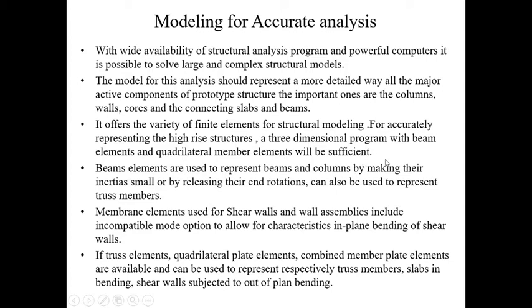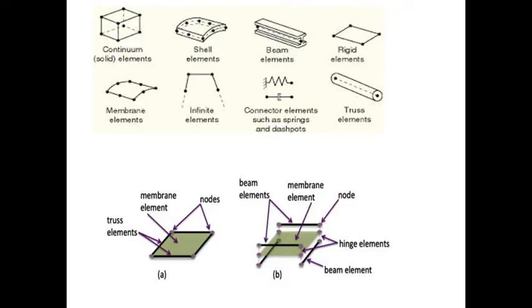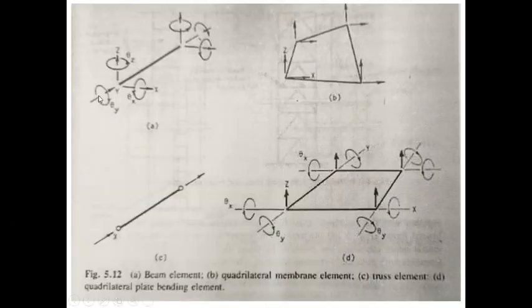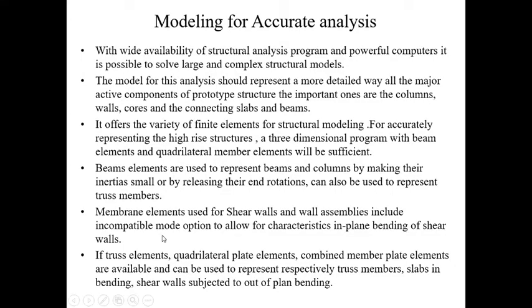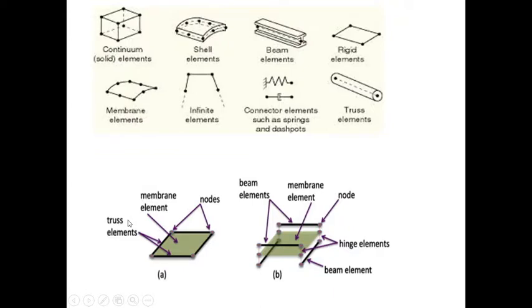Now I'll show you here. First we shall see the beam element. The representation will be in this manner. This is a beam, and these are shown as the X, Y and Z rotations. This is the quadrilateral membrane element. This is a truss element, and this is a quadrilateral plate bending element. These are the different finite elements which we will be using for the accurate analysis.